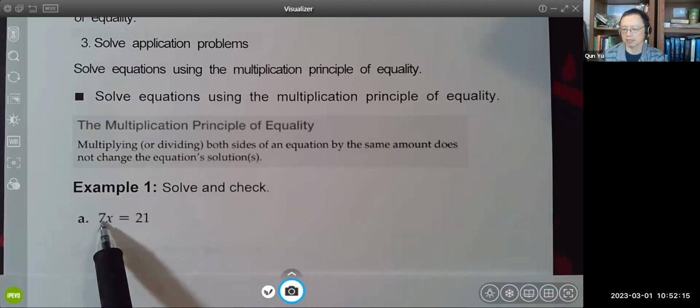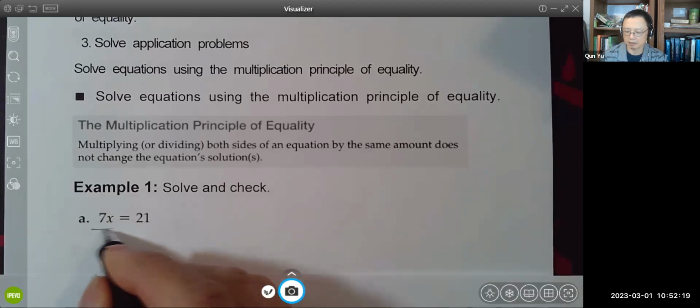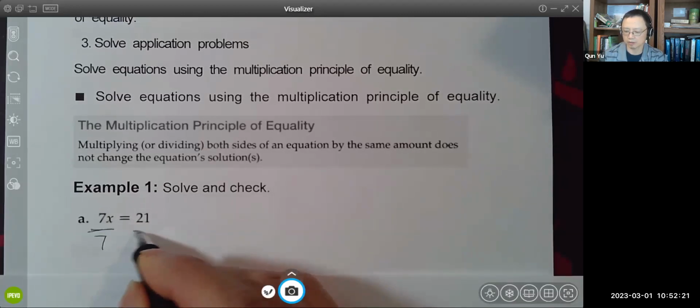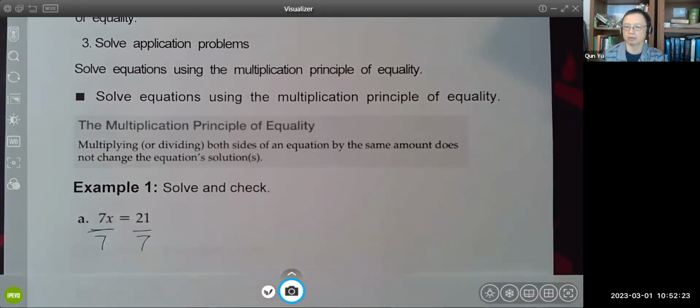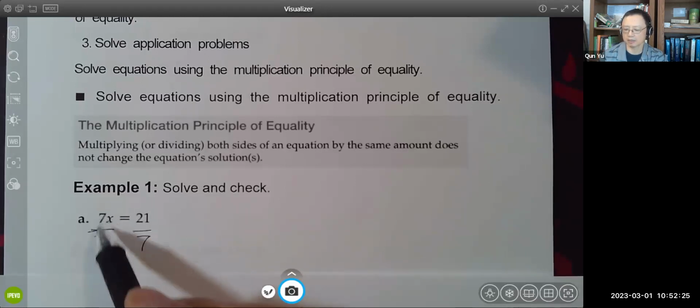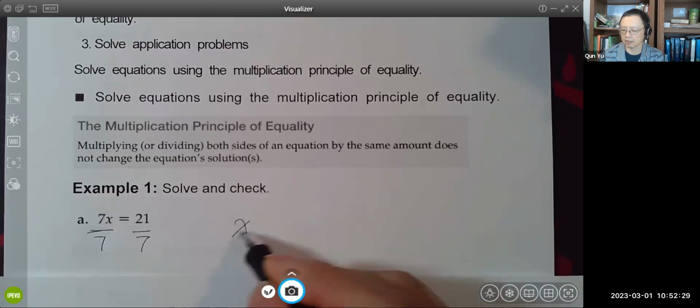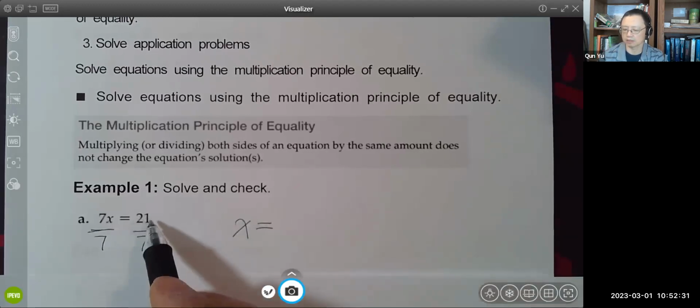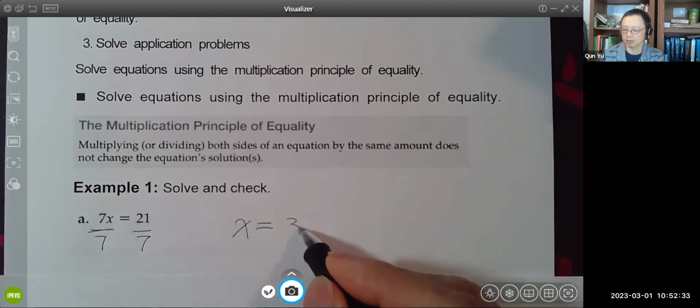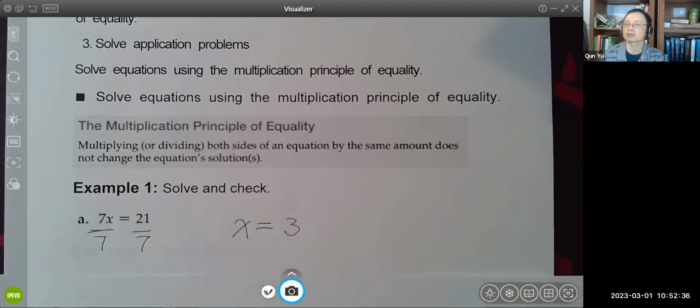Opposite of multiplication is division. That's why we divide by 7 on both sides. We do the same operation on both sides. 7 divided by 7 is 1. 1 times x is x. That's how we get 1x. 21 divided by 7, that's 3. And you know 3 is the correct answer.